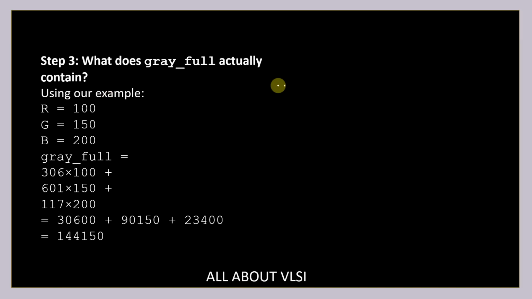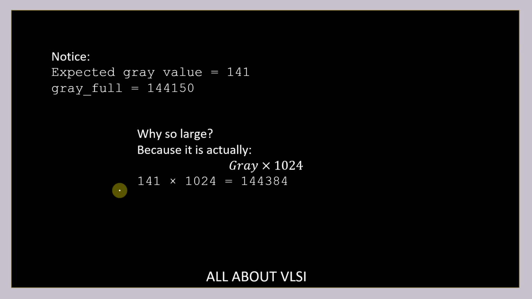Now, what is this gray underscore full actually containing? With our example, it is 306 into 100 plus 601 into 150 plus 117 into 200, which is approximately 144,150. But our expected value is 141. But what are we getting? We are getting 144,150. Why this much larger value?